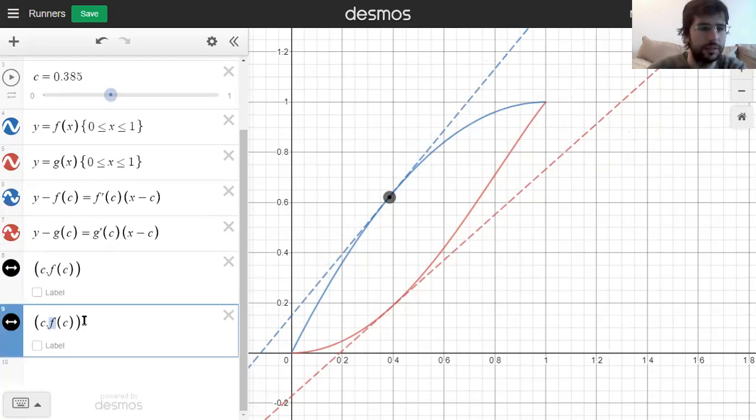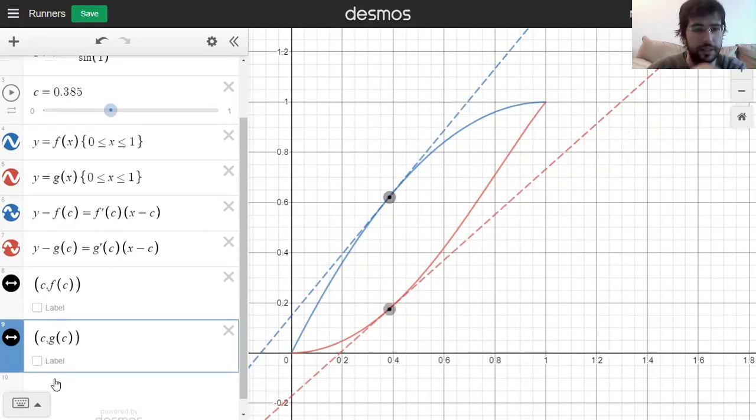Ooh. This is not the graph I saved. Could it be that I forgot to click save?